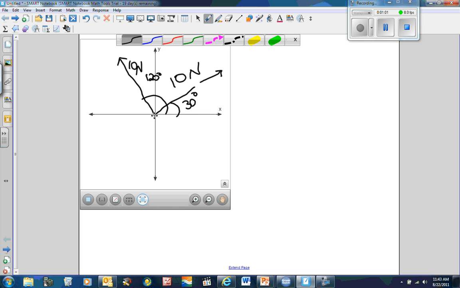And then let's say another group also pulls with 10 newtons. And let's say that's about 240 degrees. So what do I do to add these three together? In other words, what's the net force? Force is a vector. What's the net force?